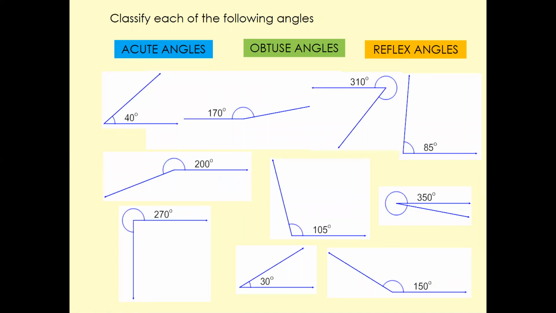Now it's your turn. You can pause the video and give this a go. In this question, what you need to do is to classify each of the angles into these categories: acute angle, obtuse angle, or reflex angle. Pause the video, give it a go, and we'll discuss the answers.